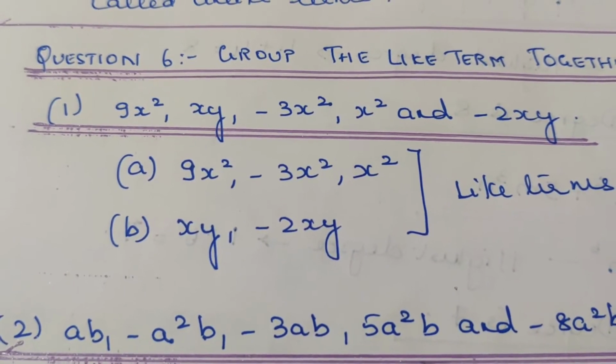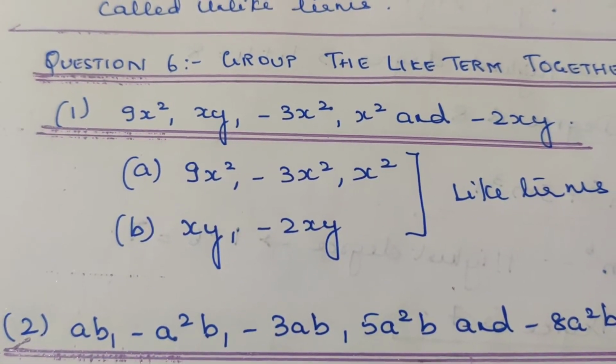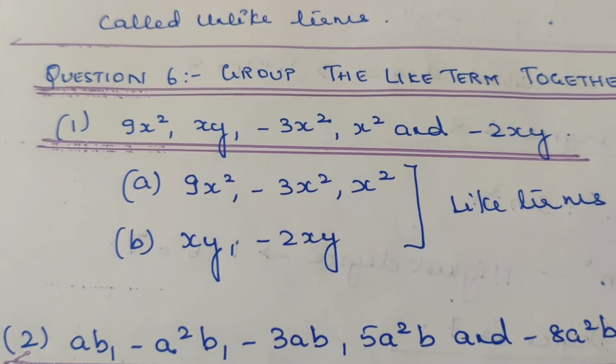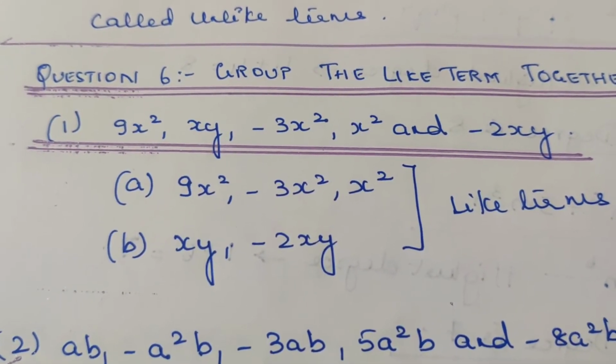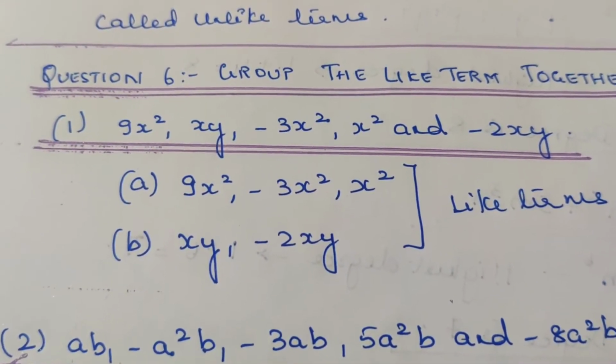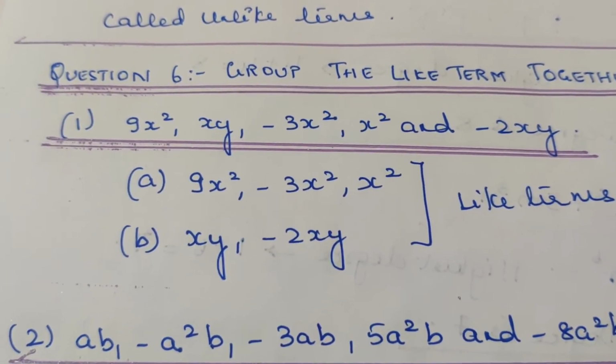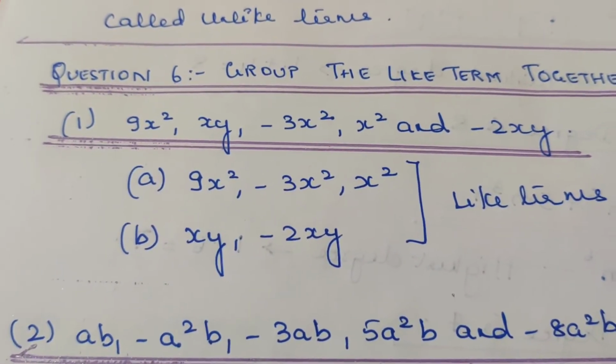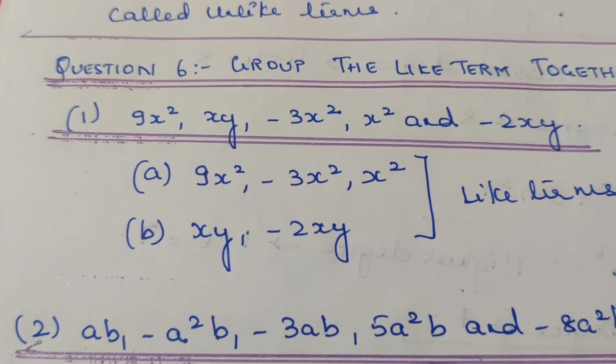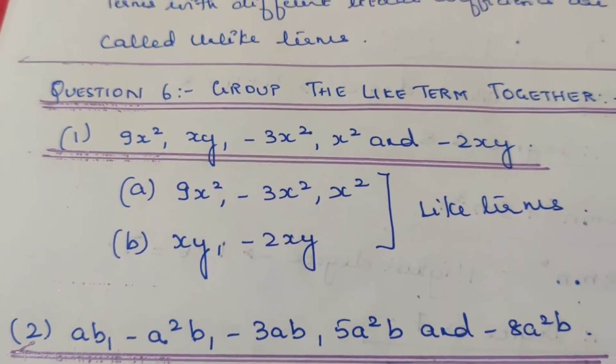9x square, xy, minus 3x square, x square and minus 2xy. So we'll group all x squares together. So it becomes 9x square, minus 3x square, x square are a set of like terms. And the next set of like terms is xy and minus 2xy. Just pausing here.